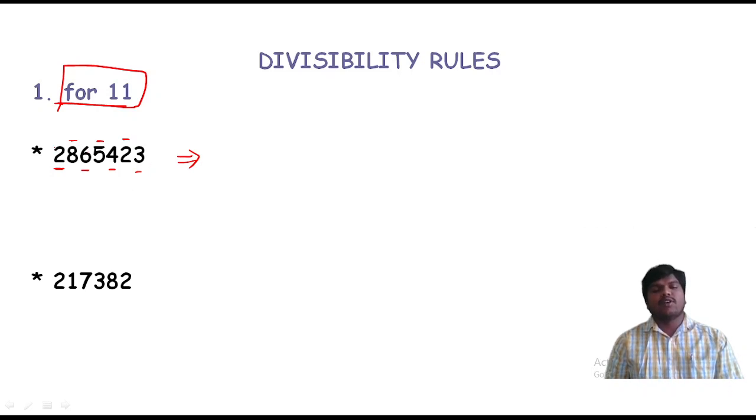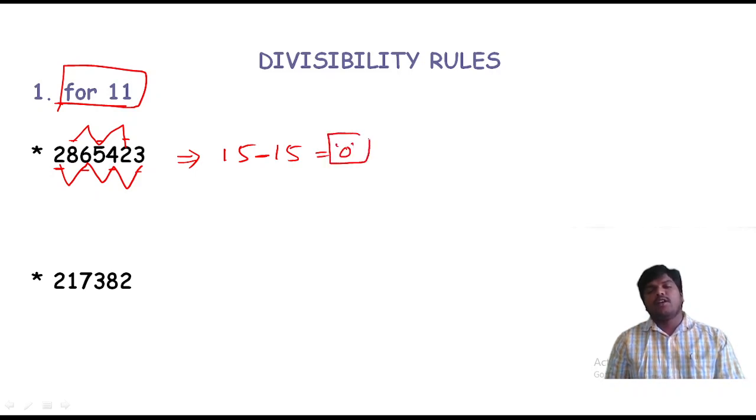Let us check. First of all, the odd place values are 2, 6, 4 and 3. Have you understood? These are the odd place values, meaning the first, third, fifth and seventh digits. 2 plus 6 is 8, 8 plus 4 is 12, 12 plus 3 is 15. Right? Then take the values of the even place digits: 8, 5 and 2. Okay, 8 plus 5 is 13, 13 plus 2 is 15. So 15 minus 15 is equal to 0.